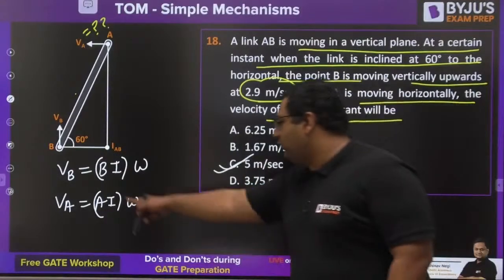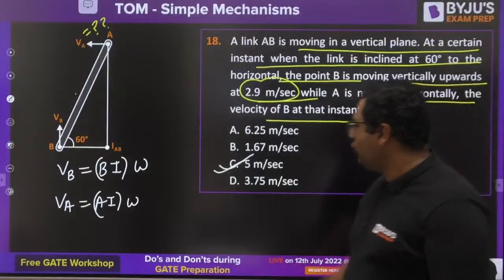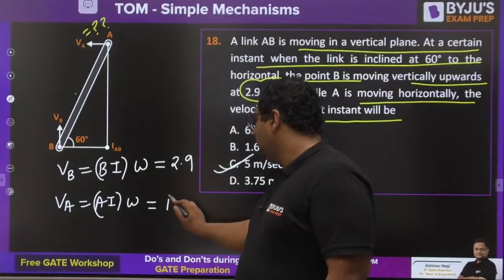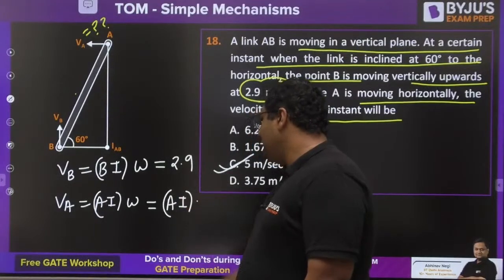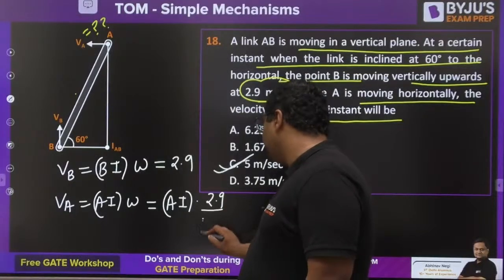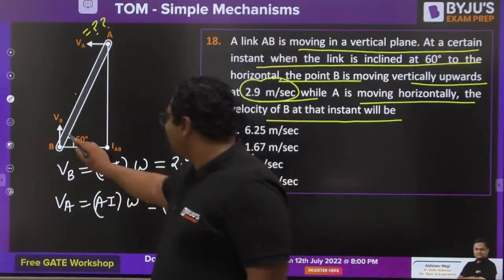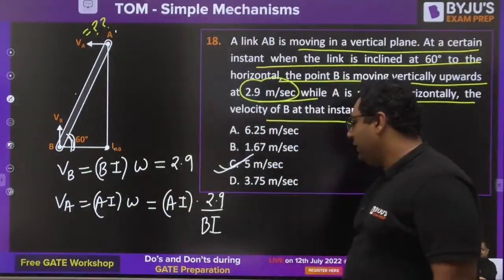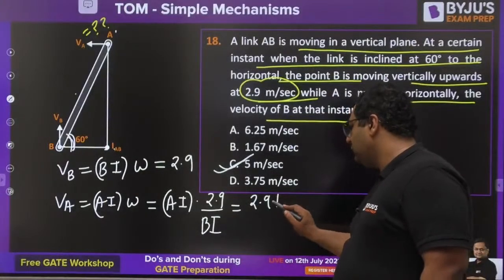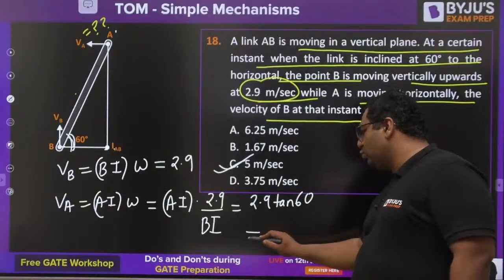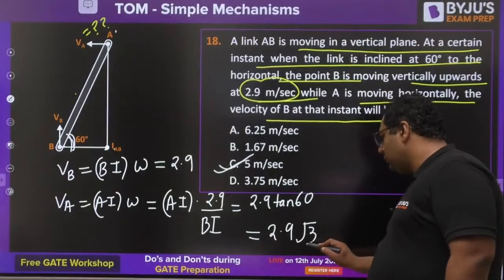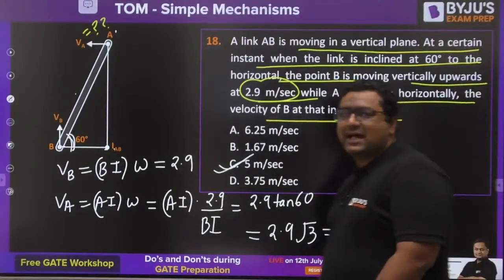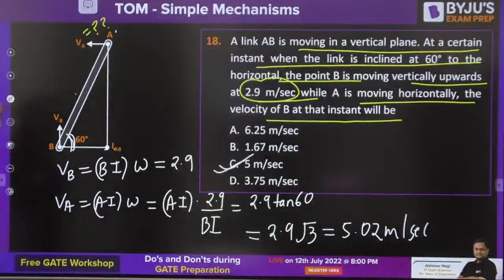So dear, you need to find out the velocity of A. Velocity of B is 2.9. So this will be written as AI into omega is 2.9 by BI. So this angle is 60, so AI by BI is tan 60. Tan 60 is root 3. C is the answer. Very good, guys.